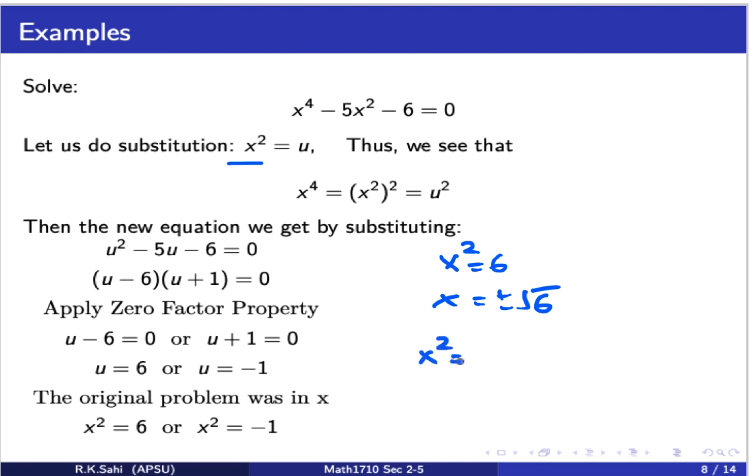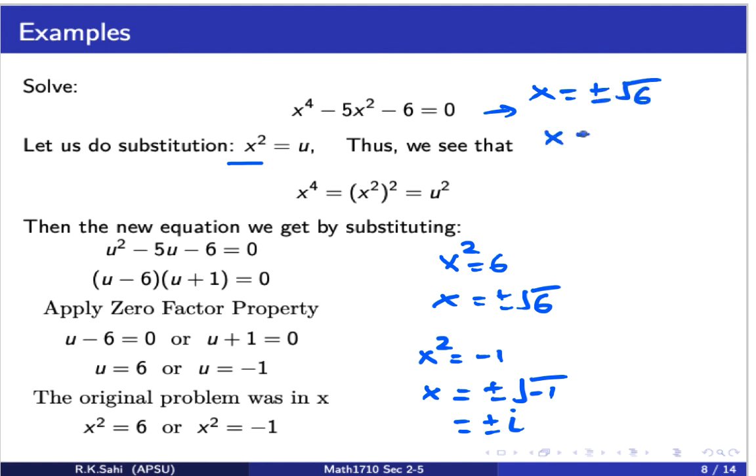Now x squared is minus 1. x equals what? Plus minus square root minus 1. Now you remember, square root of minus 1 from complex numbers is nothing but i. It is plus minus i. So the solution to this problem is x equals plus minus square root 6 and x equals plus minus i.